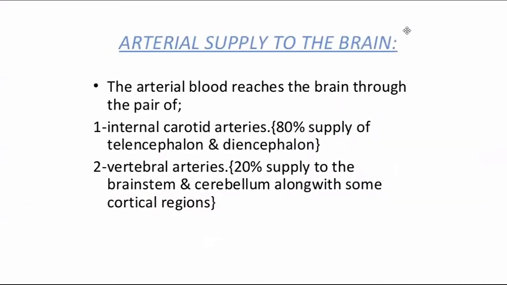The arterial blood reaches the brain through, as I mentioned earlier, the pair of internal carotid arteries, which supply 80% of the telencephalon and the diencephalon, which is the forebrain, and the vertebral arteries, which supply 20% of the blood supply to the brain, giving off branches to the brainstem and the cerebellum, along with some smaller cortical regions.